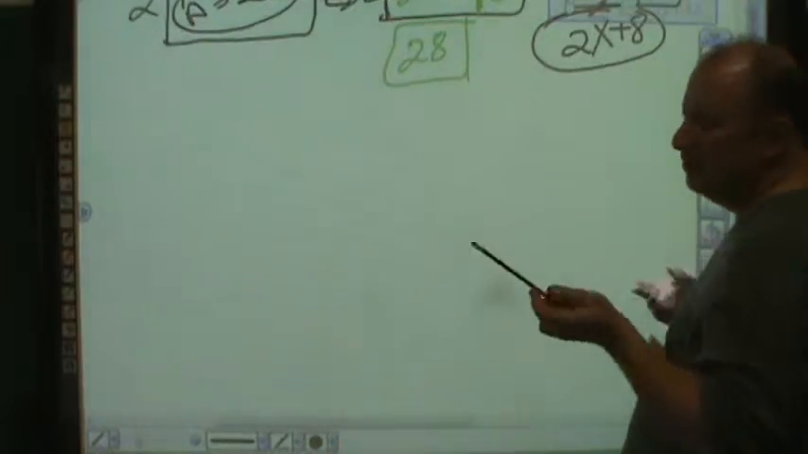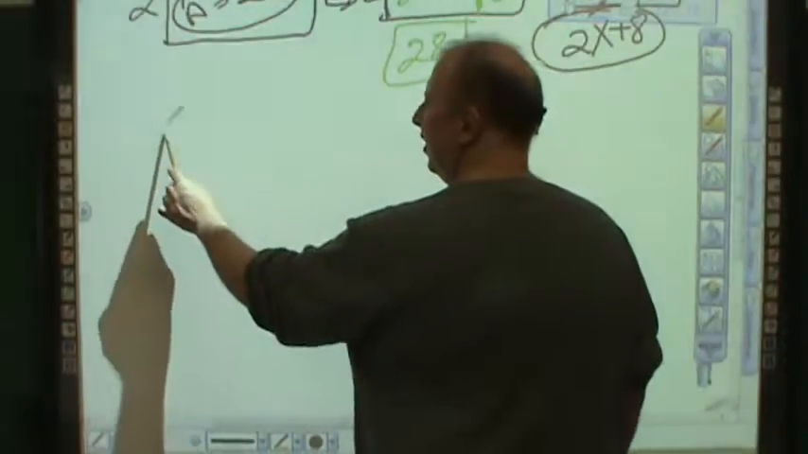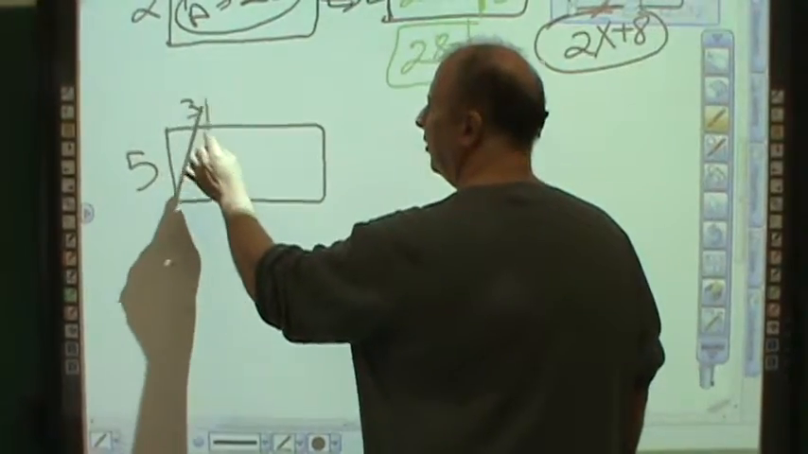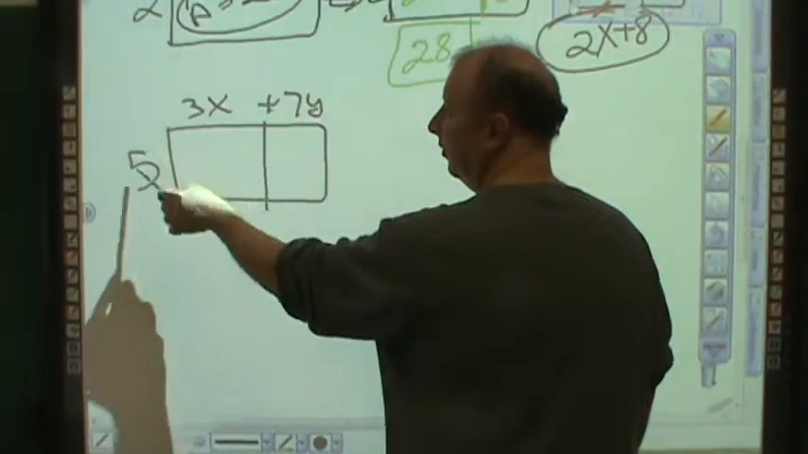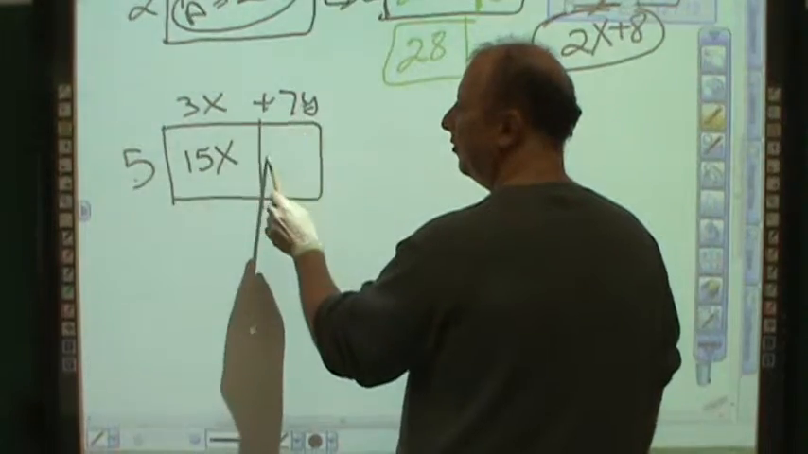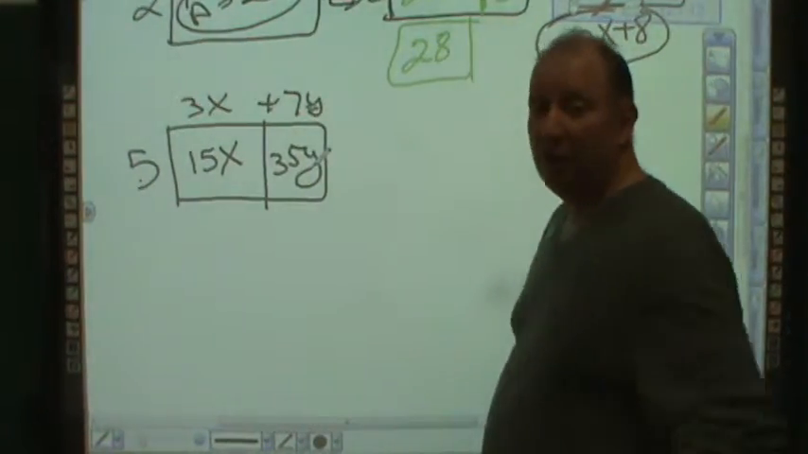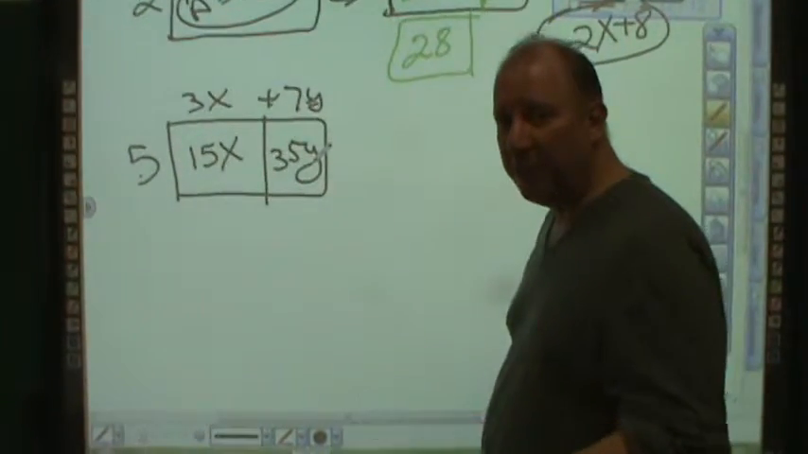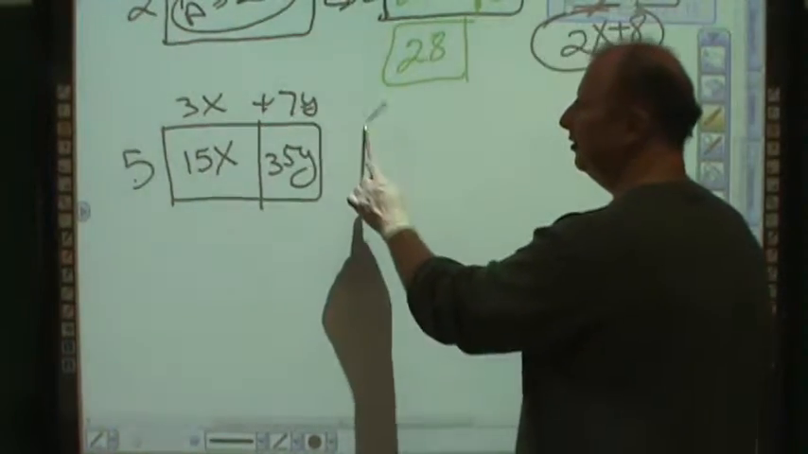Now I get fancy. Now I go a little more difficult. What happens if I would say this is 5 and this is 3x plus 7y? Well, the area of that is 15x. The area of this is 35y. The rules don't change. The process is the same, it just looks more complicated.